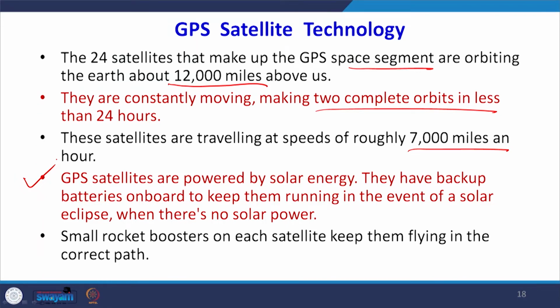So, they take 12 hours to complete that, and they are powered by solar energy, because the rotation and other activity require a source of power. So, there is solar energy and there is a backup battery on board also. There are small rocket boosters on each satellite which keep them flying on their correct path.